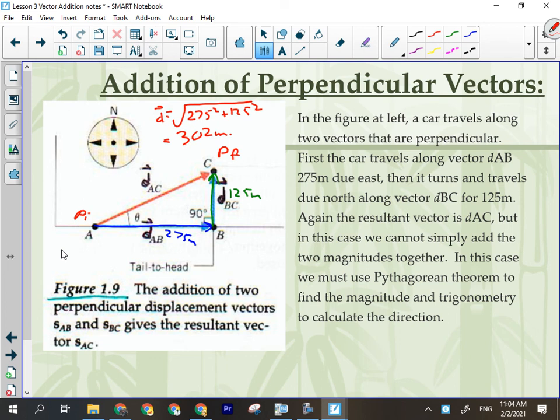Okay, north of east, northeast. Are those specific enough? No, I need the actual heading, which means I need theta. I need the angle between the red line and east, due east, okay? How am I going to find that?